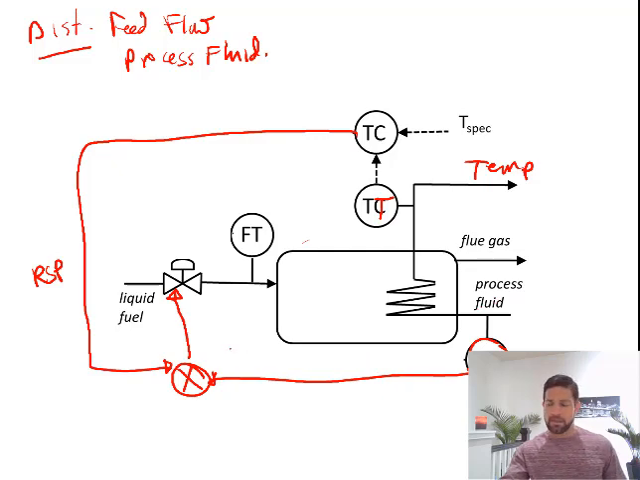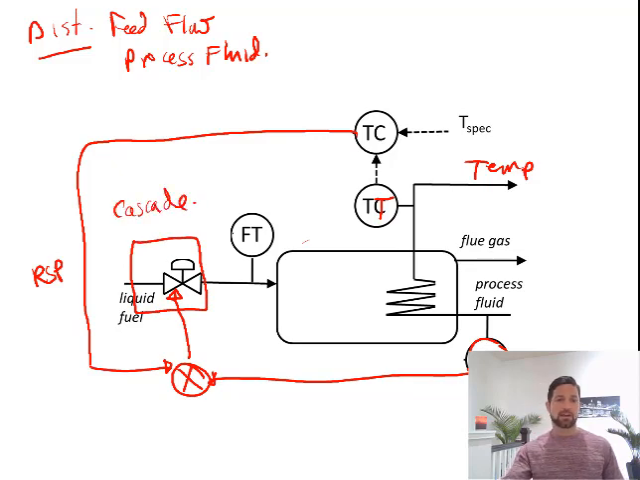So this is how we can incorporate a ratio controller to account for changes in the process fluid feed flow rate. Now, if we knew we had a disturbance associated with the flow of the liquid fuel, we could incorporate inside here a cascade scheme. So think about how you would incorporate a cascade scheme to account for changes in the liquid fuel feed to the process.